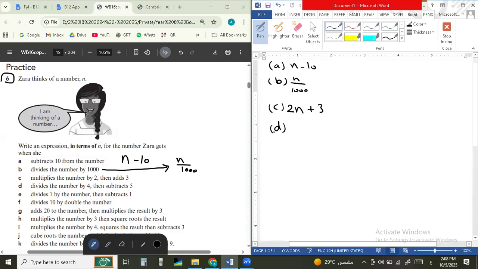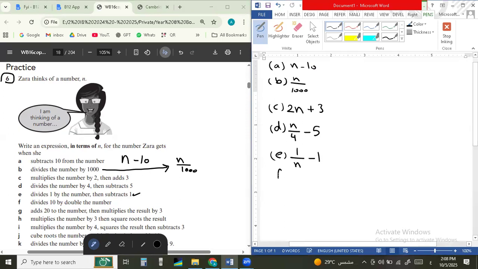D, divides the number by 4, so n over 4. Then subtracts 5, this way. Divides 1 by the number. That's question E. 1 divided by the number, then subtracts 1.